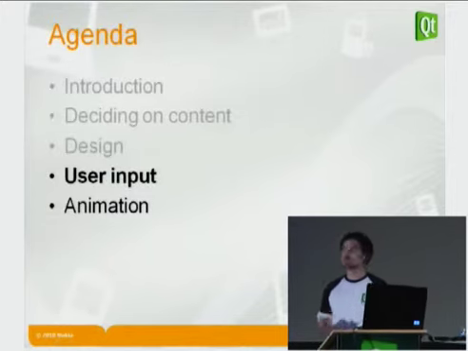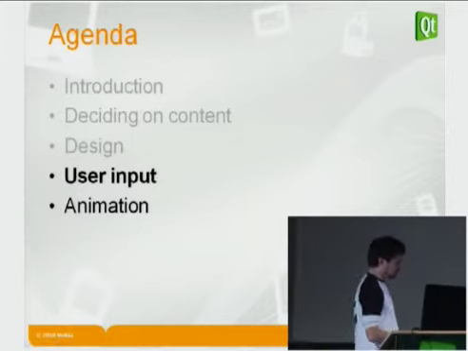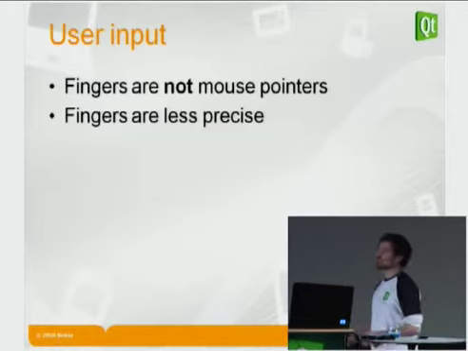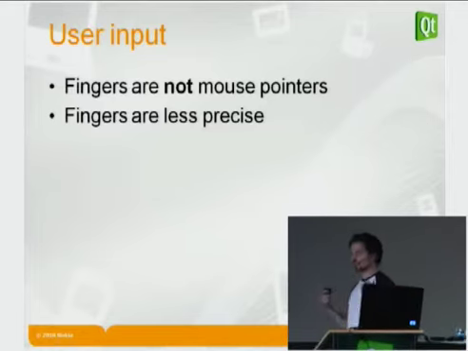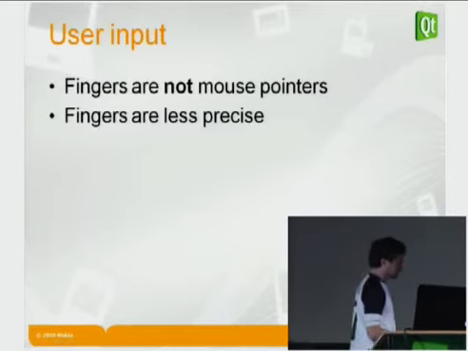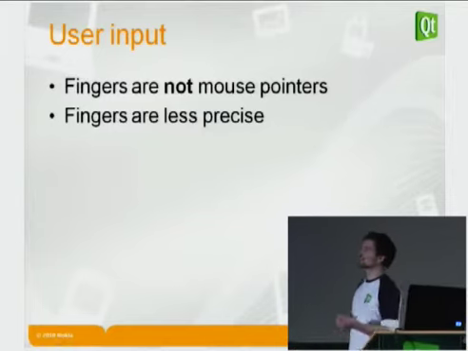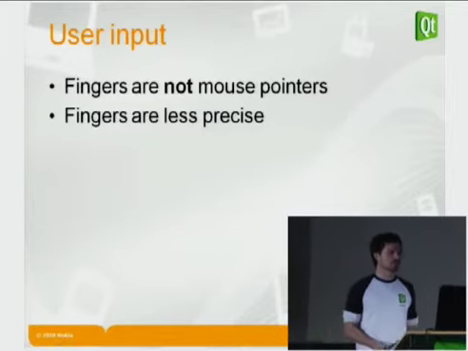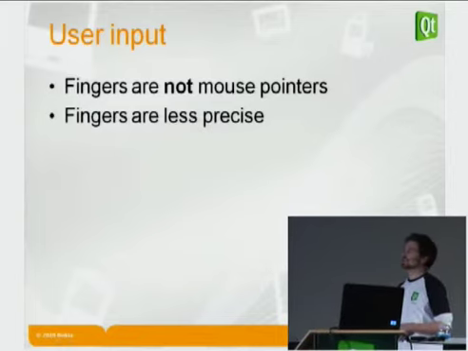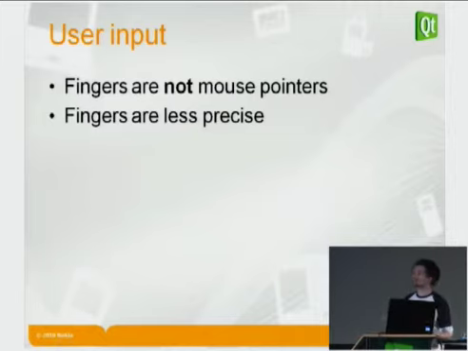Next part is user input. And user input is the part that most people tend to get wrong, I think, when it comes to interface design. Because fingers are not mouse pointers, and these days all the phones are navigated through touch. Fingers are less precise. You can't hover with a finger, so I've seen a lot of those awesome interface mockups in Flash. They don't quite work when you push them on the phone. And fingers are generally more limited than your mouse. I mean, you can't really do right clicks with your hand, can you?